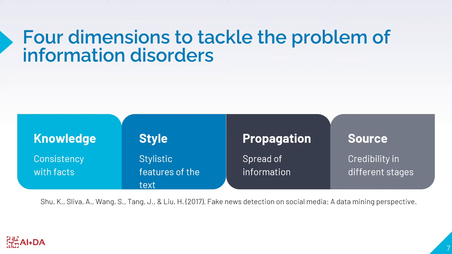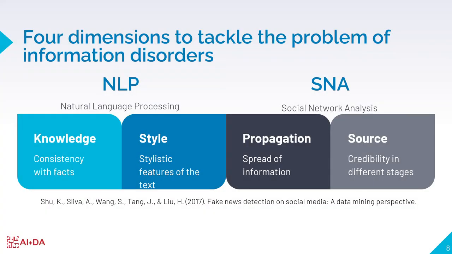When you are moving to the right, you can see how you could be interested in analyzing how this information is propagated, mainly through social networks, or how much you trust the source that is generating or spreading the information. So to analyze these four different dimensions, from the knowledge itself on the left to the source that is generating or spreading the information, there are two very popular approaches.